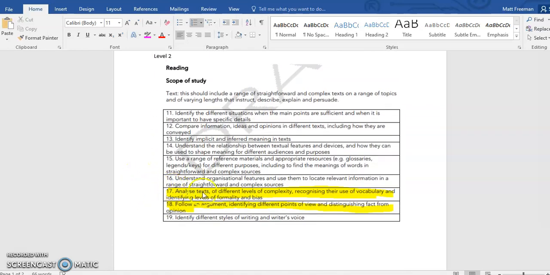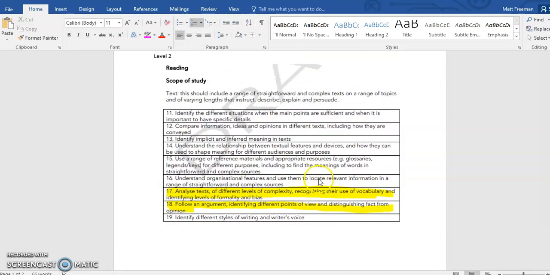At level 2, they expect you to be able to identify levels of formality and bias, and they also expect you to be able to follow an argument and identify different points of view and distinguish fact from opinion. So again, they're expecting you to tell the difference between fact and opinion, but now we've got quite a bit in terms of argument here, so in terms of bias, someone's personal bias for or against something, and how they create that bias, what opinions they put down, and how they back up those opinions.